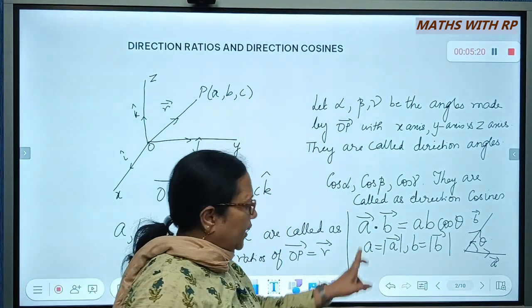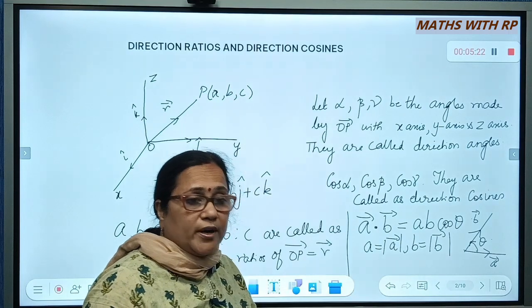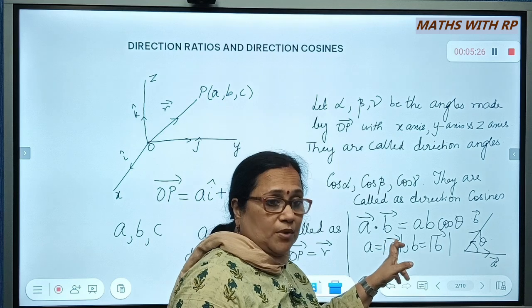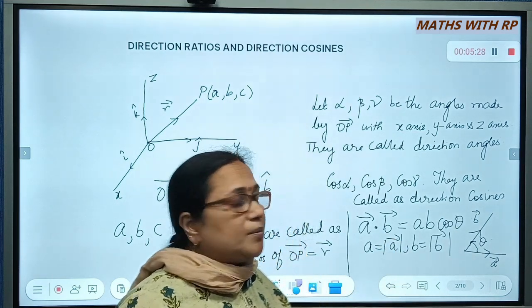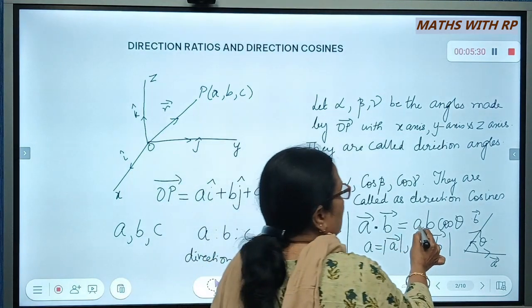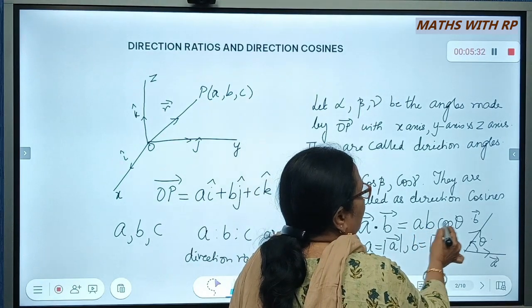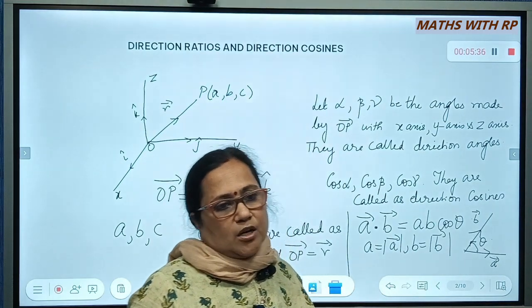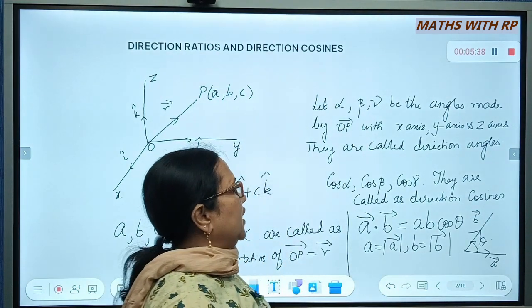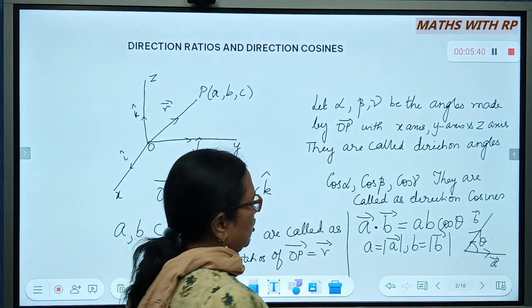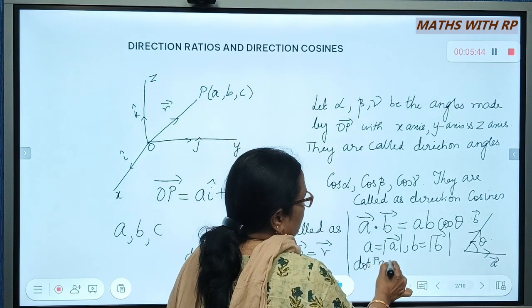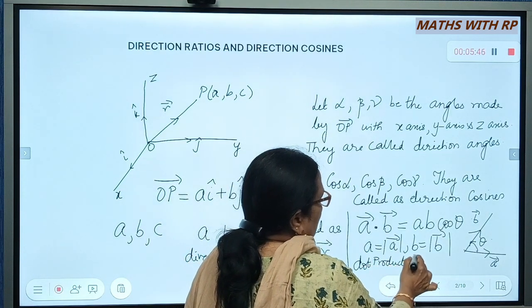It is called dot product because we use the symbol dot. It is called scalar product because the output, as you know, this is the length of A, this is the length of B, and this is cos theta. Therefore, the output is going to be a scalar quantity. Because of that, it is called the dot product or scalar product.